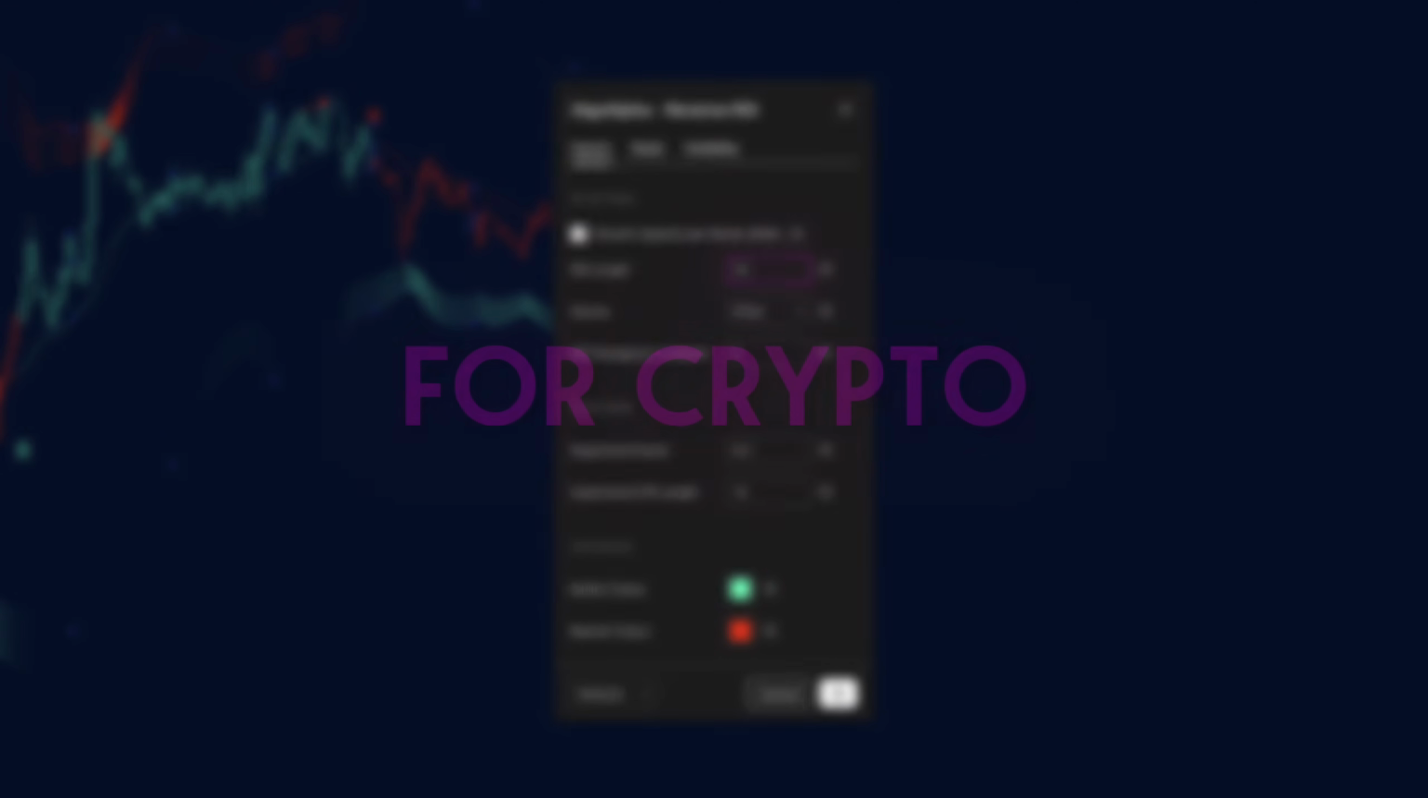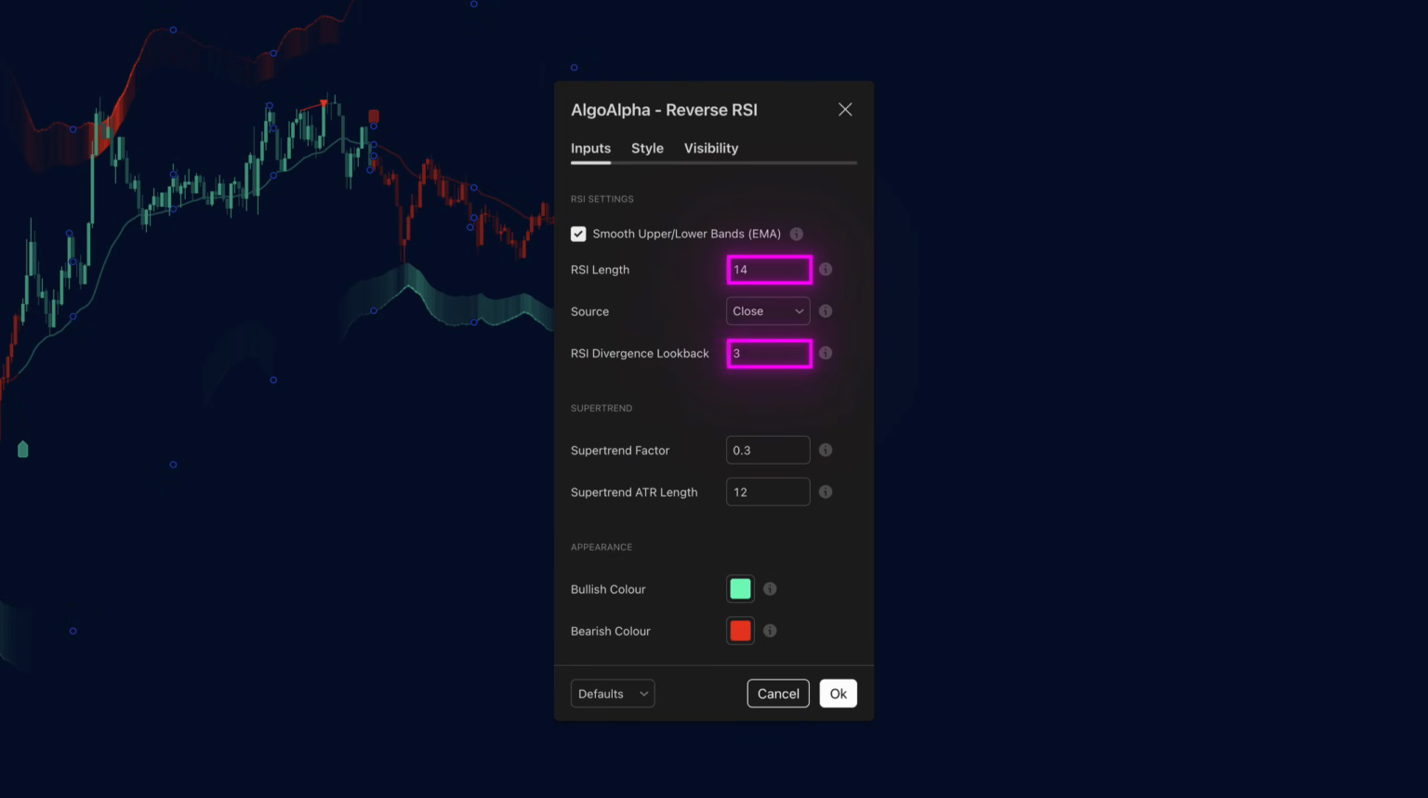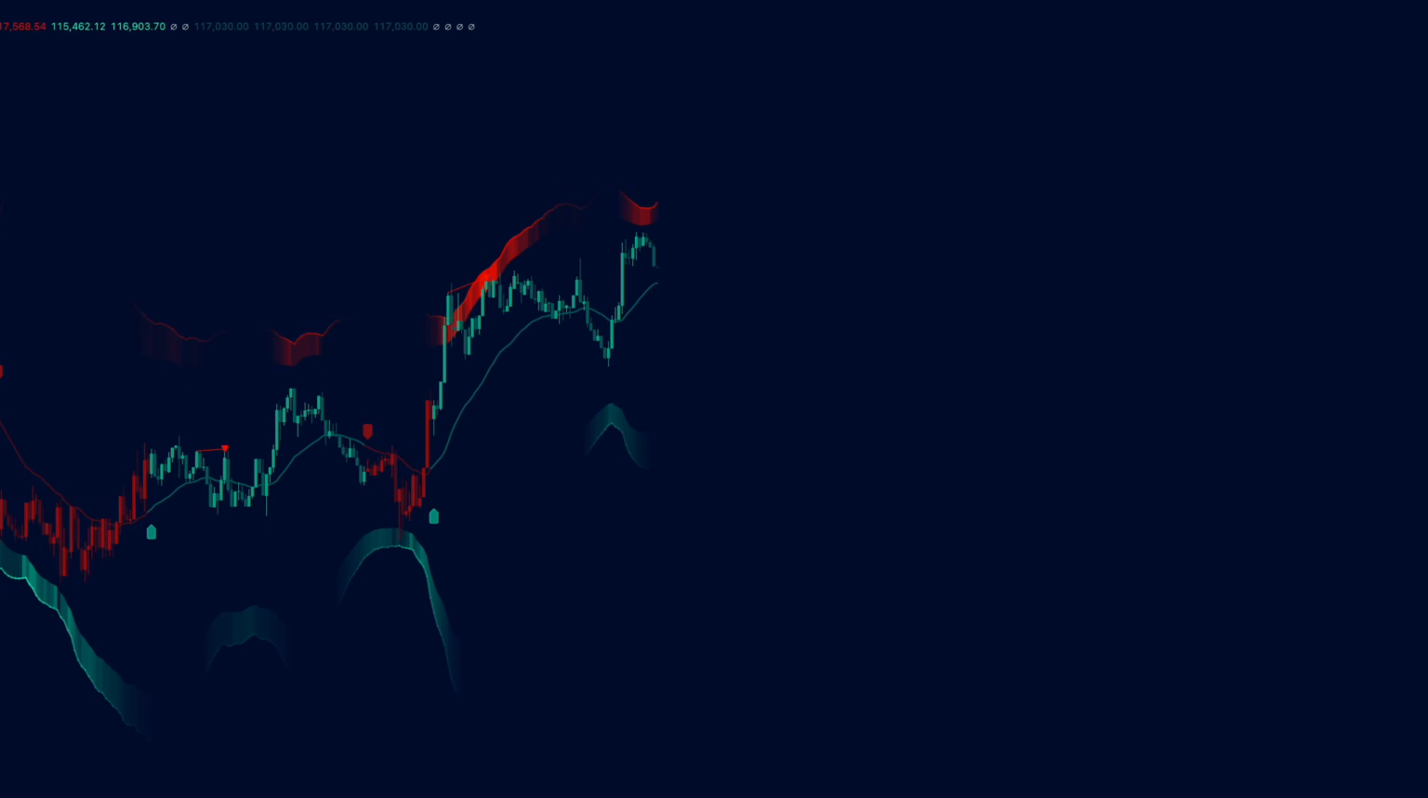For crypto, RSI length stays at 14, drop smoothing lookback to 3, super trend factor to 0.3, and ATR length to 12. Crypto moves explosively, so you need faster adaptation to catch those violent reversals at the bands. The lower super trend factor makes regime changes more sensitive to momentum shifts.